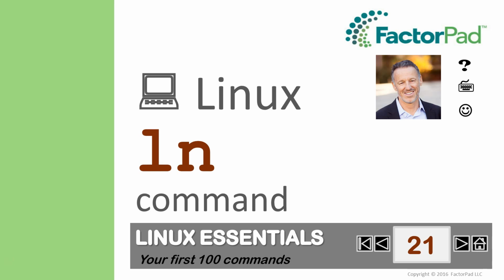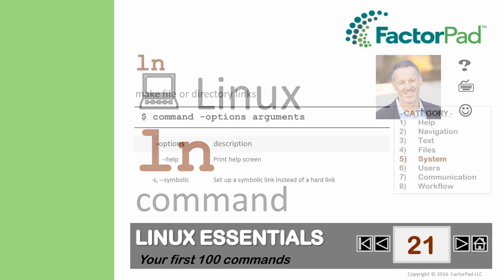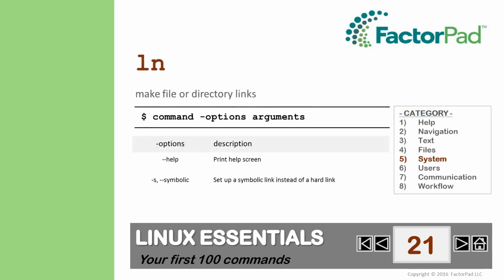Okay, we know Linux is the backbone of the internet and is used by cybercriminals and the NSA. At FactorPad, we use Linux for fun stuff, like financial math. So Linux is great, but it requires that you memorize commands, just like words in a language. And our 21st word or command to memorize is ln from our category system. Ln allows you to make file or directory links.